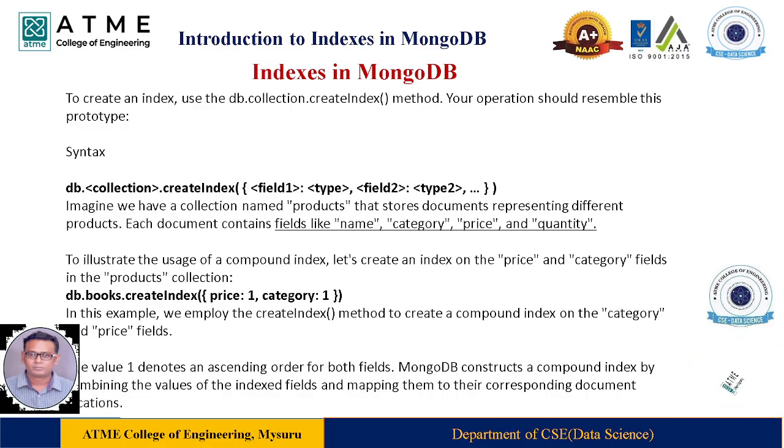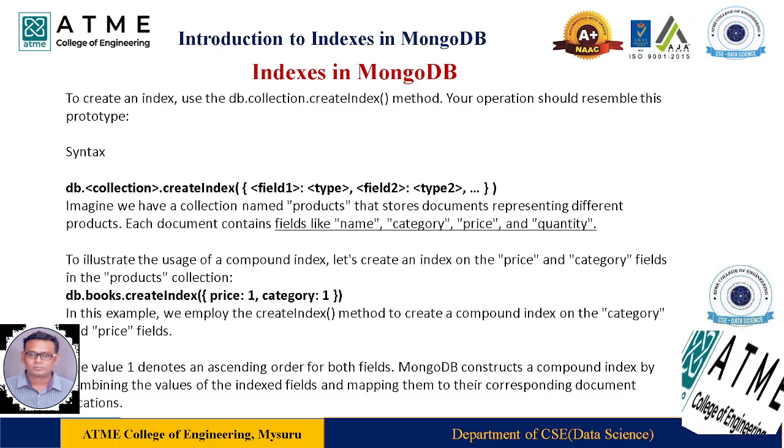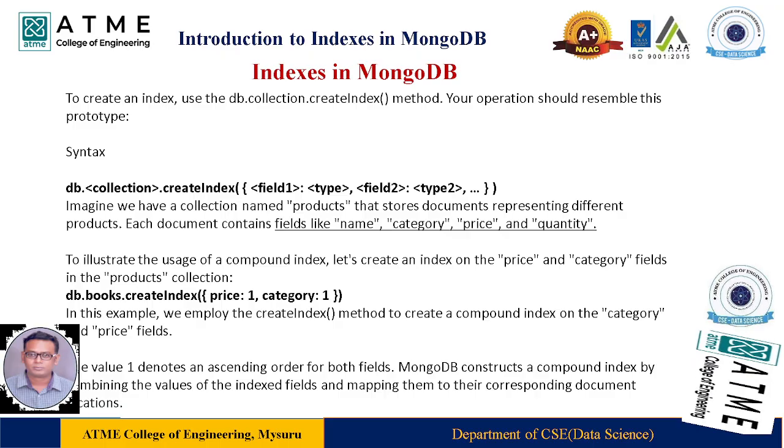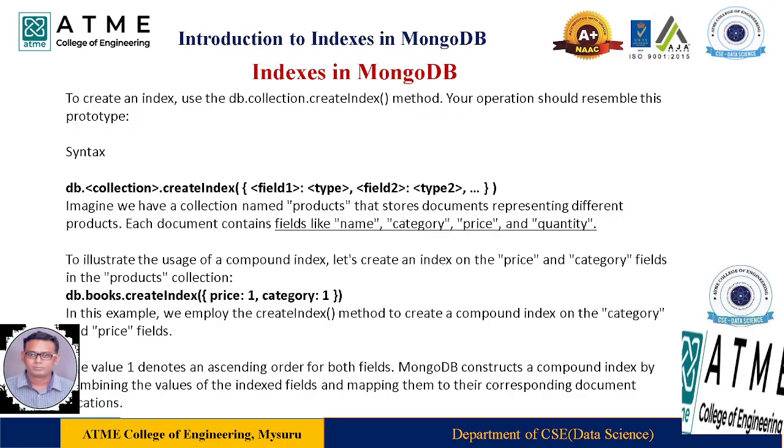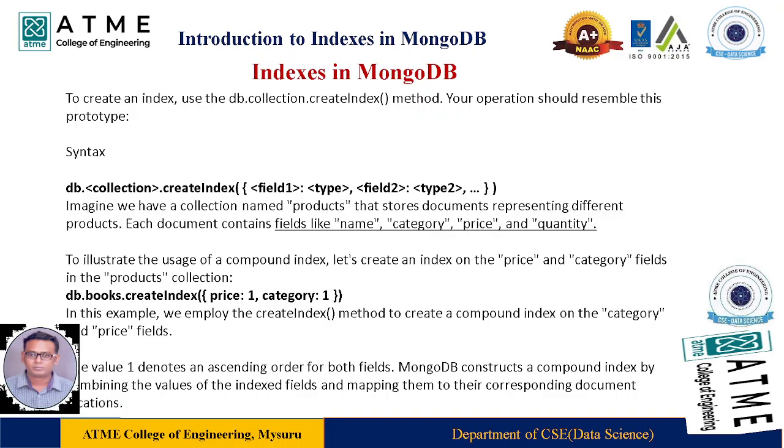So if we imagine the previously discussed collection named products that stores the documents of different products, each document, consider, contains fields like name, category, price, and quantity. So we can create a compound index on price and category. Below here in the slides, you can see db.books.createIndex price colon one, category colon one. So you have created indexes on two fields. So this becomes nothing but a compound index.